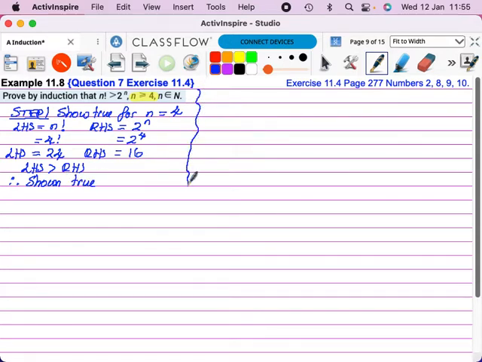Okay, first bit done. Step 2. Assume true for n equals k. Therefore, k factorial is assumed to be greater than 2 to the power of k.